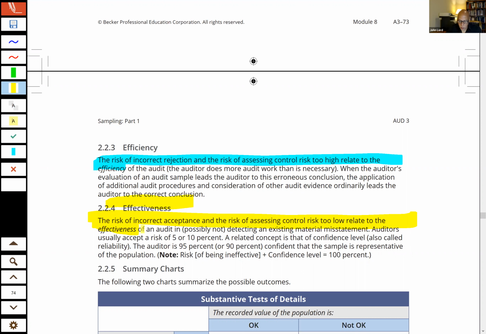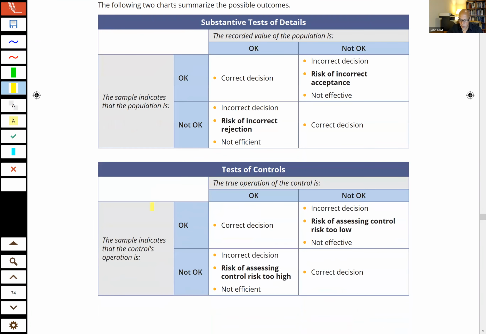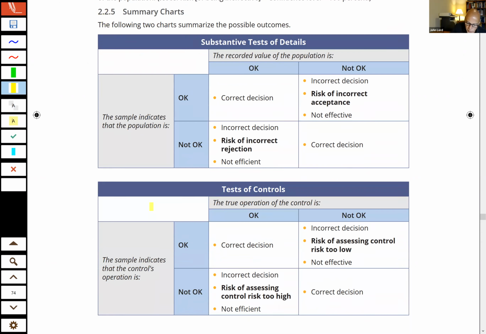Okay, good. Now you come over, and this chart is what I want you to flashcard, because notice we went through a lot of information there and I didn't ask you for any flashcards. So what you can do is copy this page. If it's not already a flashcard in your Becker flashcards, copy this page and make a flashcard out of it. But let's just make sure we understand how this table works. Okay. So the sample indicates that the population is okay, and the recorded value is really okay.